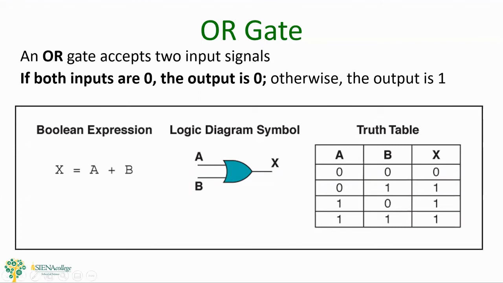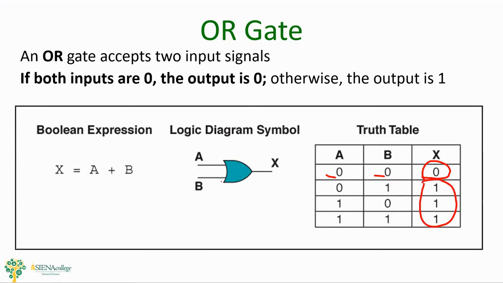The OR gate. For the OR gate, we have an output of 1 unless all the inputs are 0. If all the inputs are 0, the output is 0. Otherwise, the output is 1.